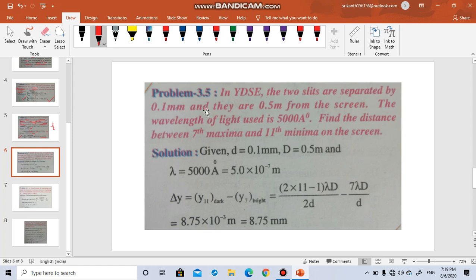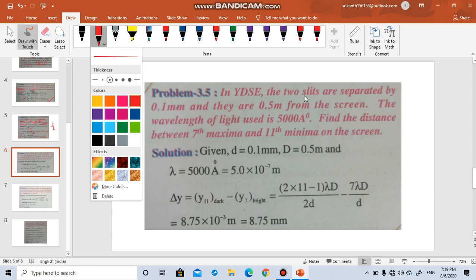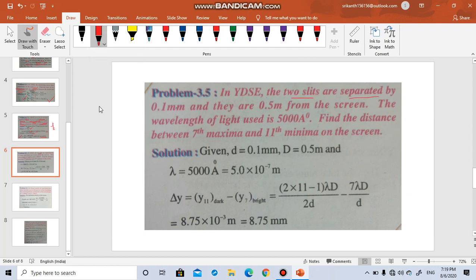In YDSE, the two slits are separated by 0.1 mm and they are 0.5 meter from the screen. Small d and capital D are given. The wavelength of the light is also given. Find the distance between the 7th maximum and the 11th minimum on the screen. What is minima? Destructive interference. What is maxima? Constructive interference. Bright spot, dark spot. Here lambda is given, d is given, capital D is given.